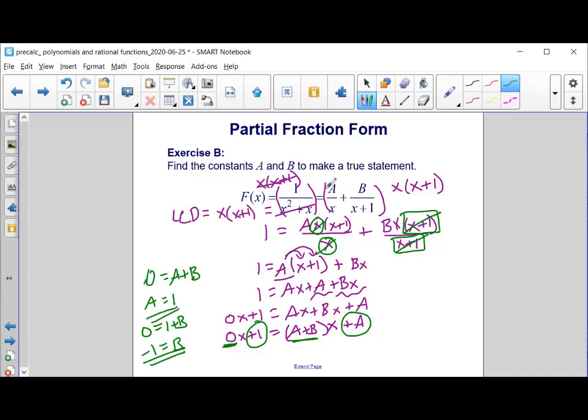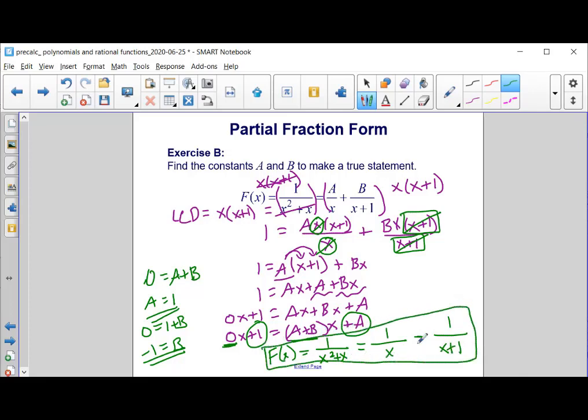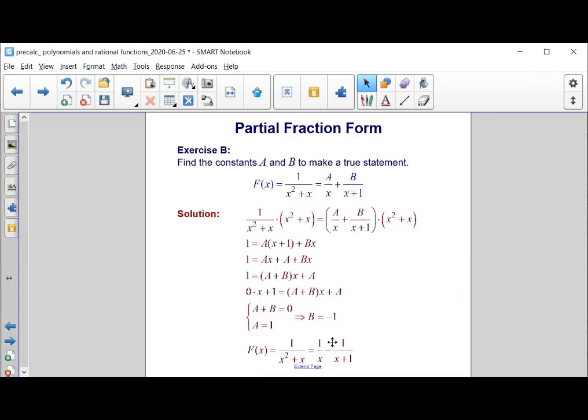So therefore, we can rewrite our equation as f of x is equal to 1 over x squared plus x, and that is equal to a is 1 over x, and then plus b is negative 1. So instead of writing plus negative 1, I can just write a minus sign here, and then 1 over x plus 1. And that is the answer to this question. This slide verifies that the solution that we found, 1 over x squared plus x is equal to 1 over x minus 1 over x plus 1, is correct, where a is 1 and our b value is negative 1.